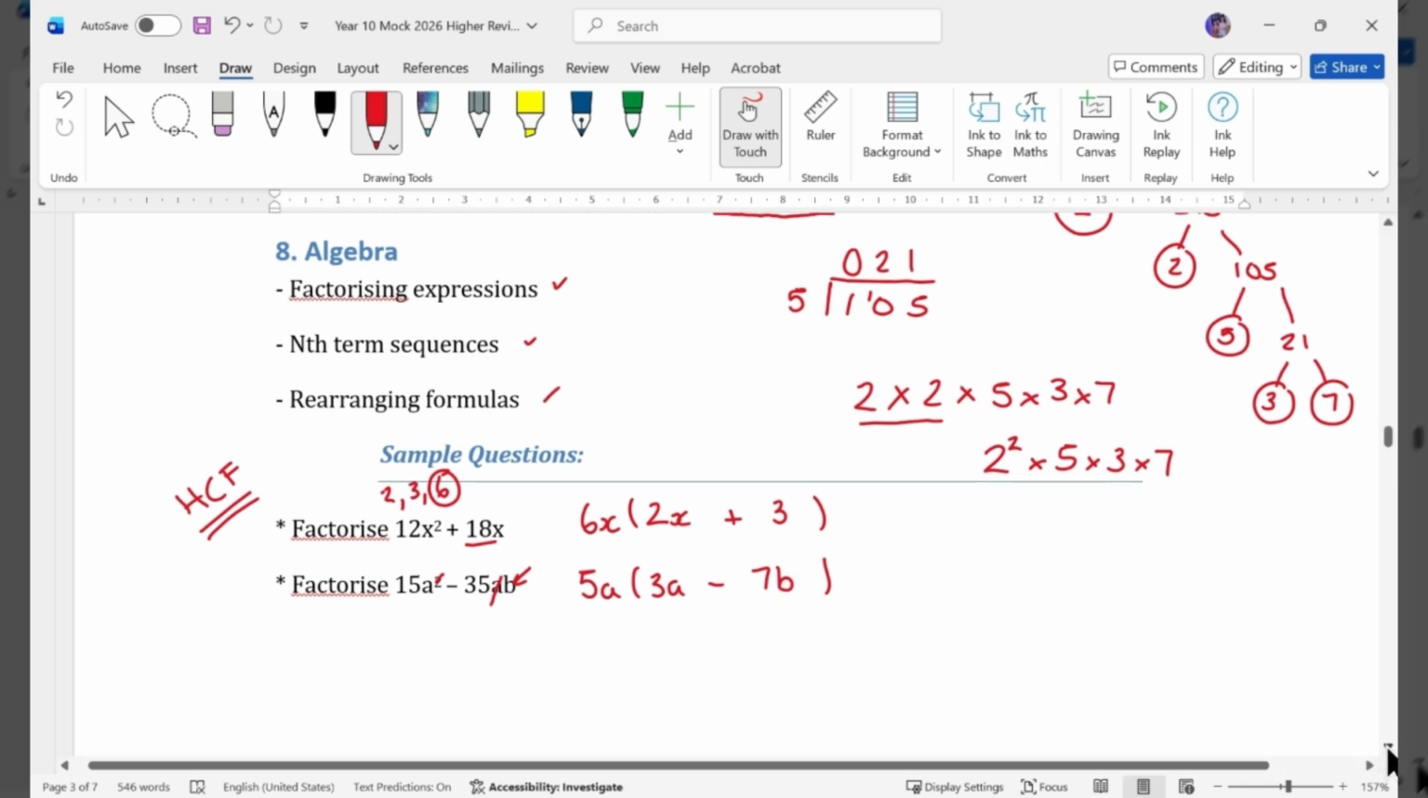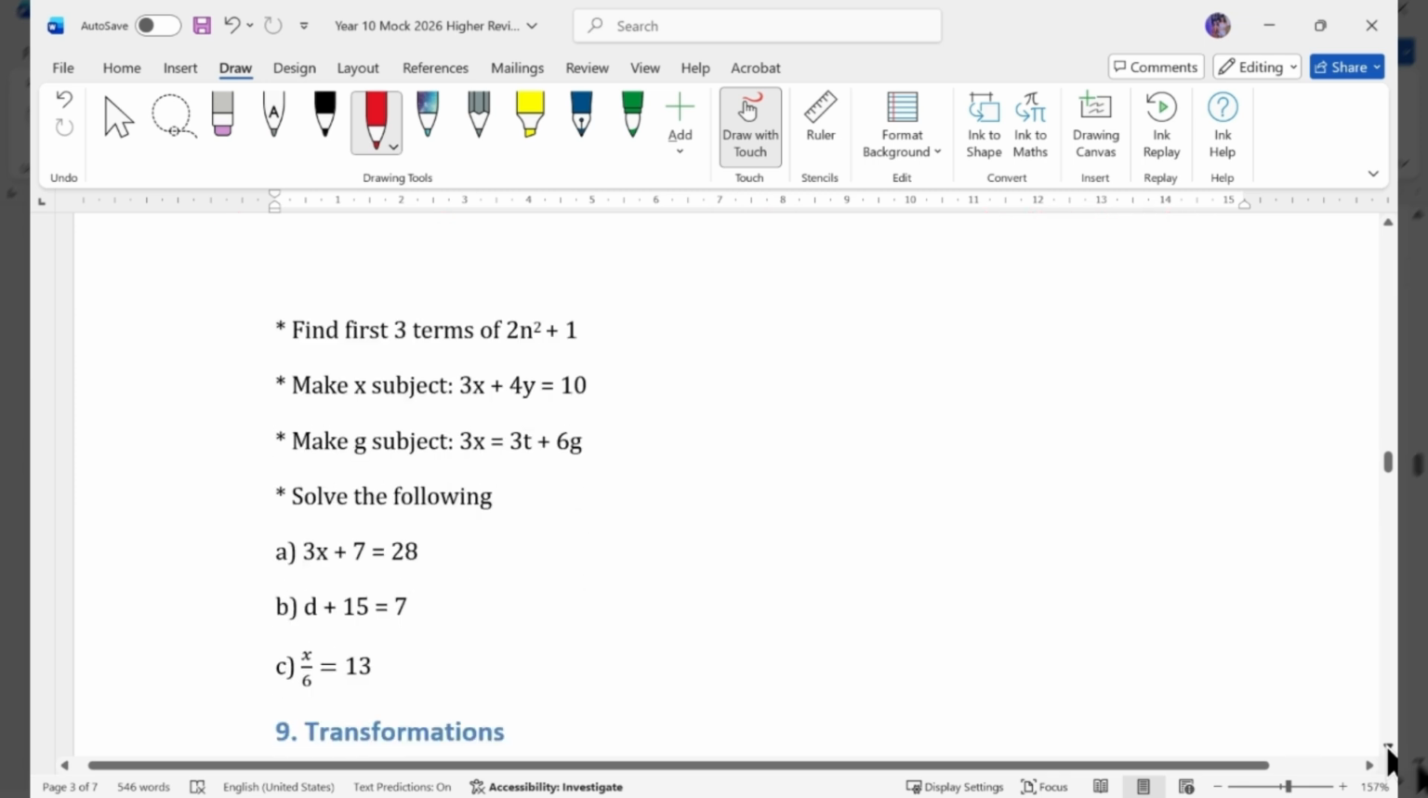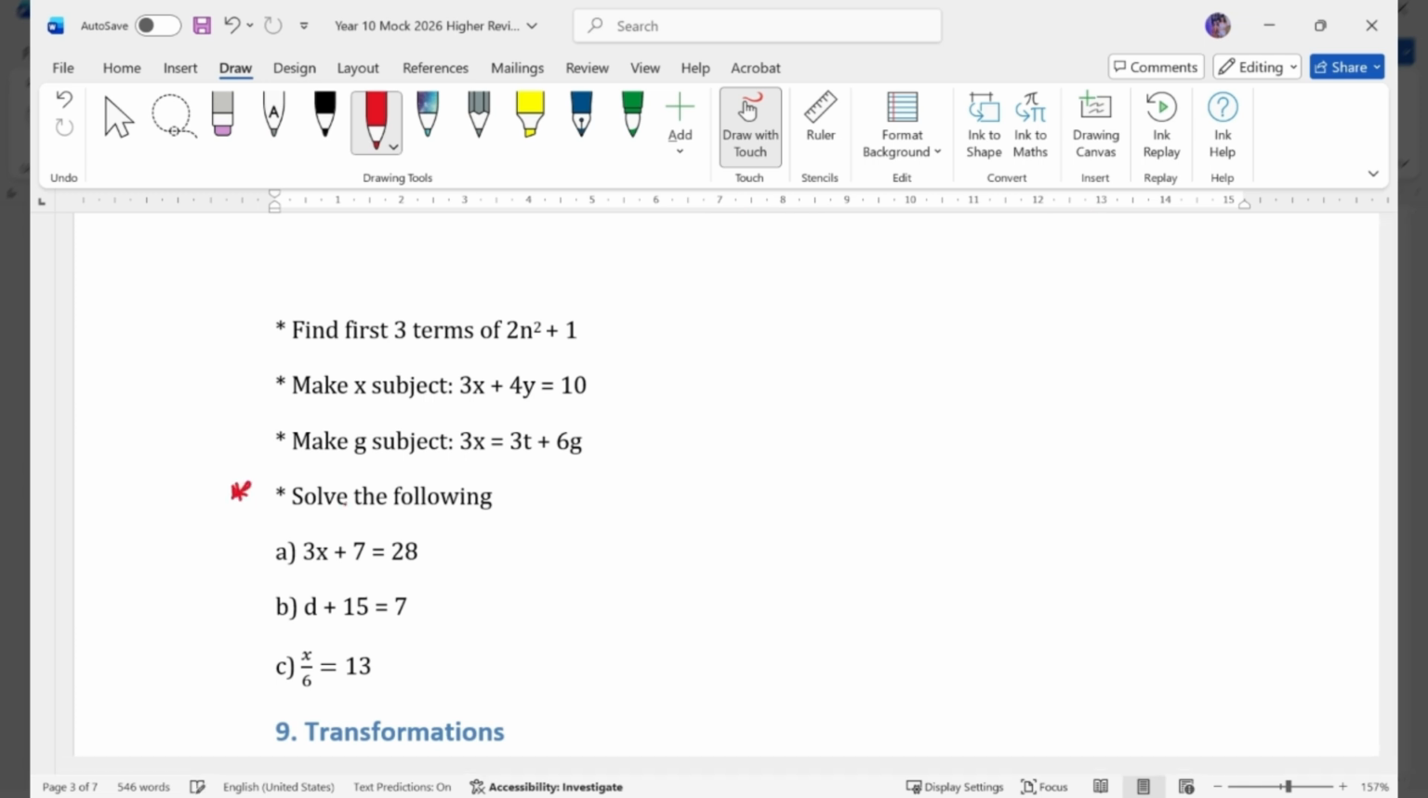Right, on to the second thing, nth term. I actually added something here, so my apologies. It's not in the list, but I spotted these. They've been added late onto your mock, right? So they're not in the list of algebra things, but we just need to do them, okay?